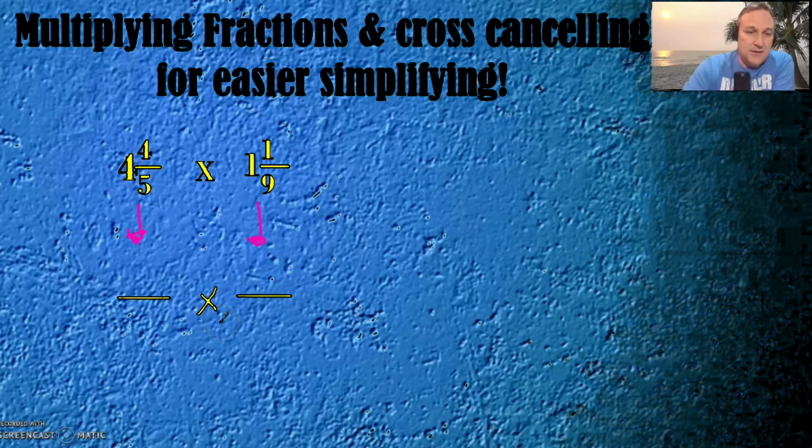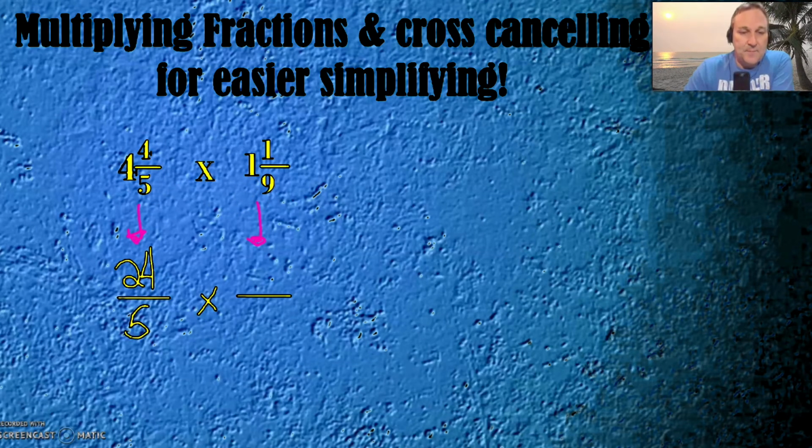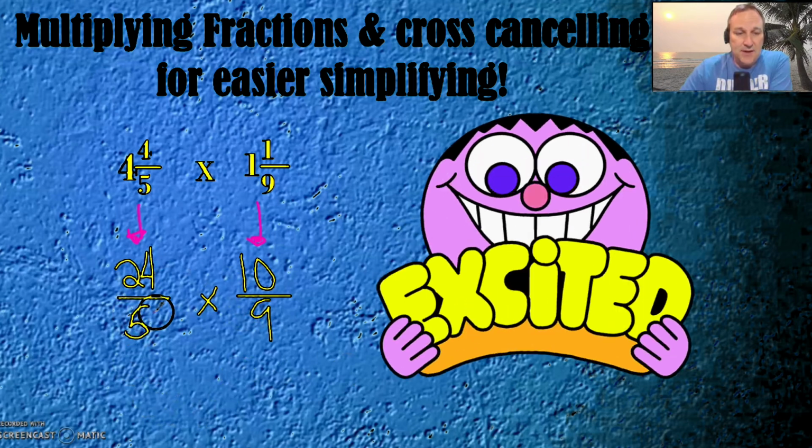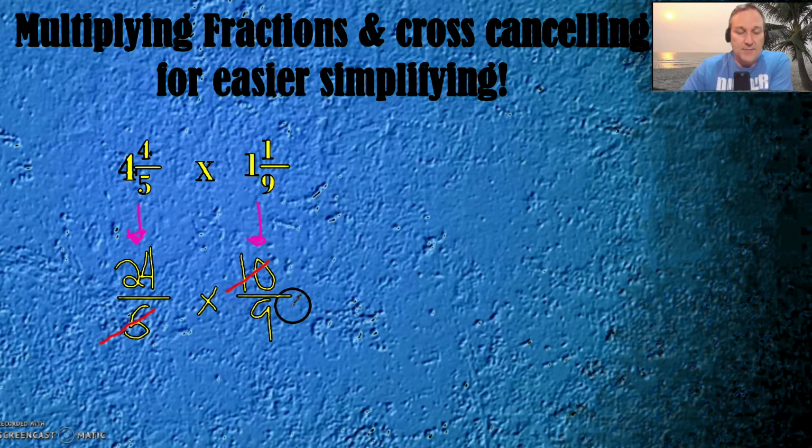So if I take 5 times 4 is 20 plus 4 is 24. I do 24/5, okay. And then over here, on this side, I'm going to turn 1 and 1/9 into 10/9. 9 times 1 is 9, plus 1 is 10. I do 10/9. And then we can do cross-canceling here, which is really exciting because it makes this problem much easier. And I'm going to divide 5 and 10 both by 5. And that makes a 1 and a 2.